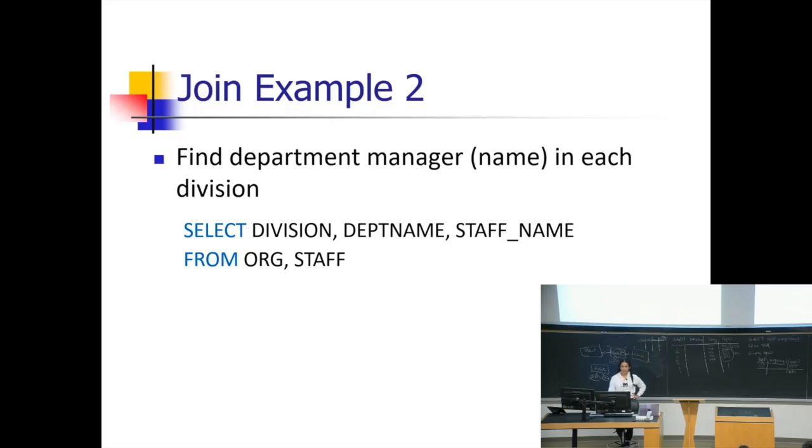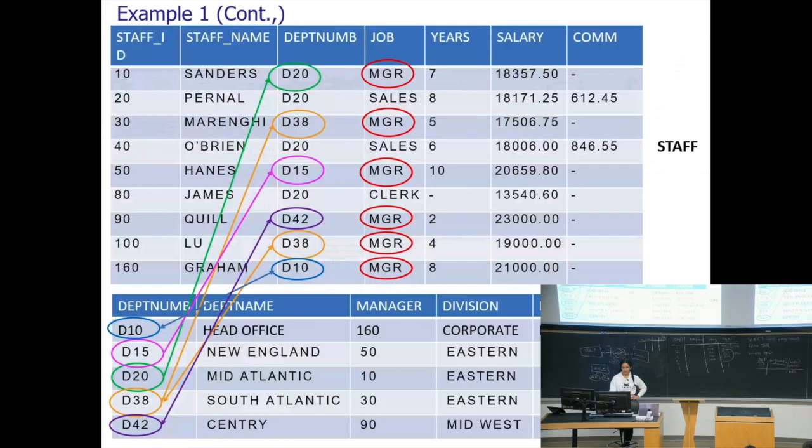Can I write where staff department number equals organization department number? Does it give you the department manager in each division? Let's go back to here. We want to find managers in each division, right? So how do you think we have to join these two tables? Based on the department number, or based on manager and the staff ID?